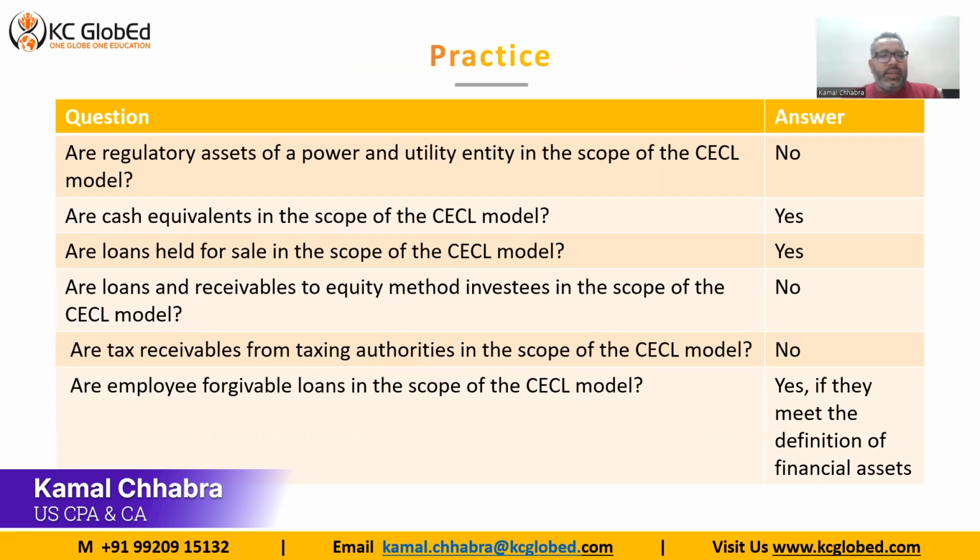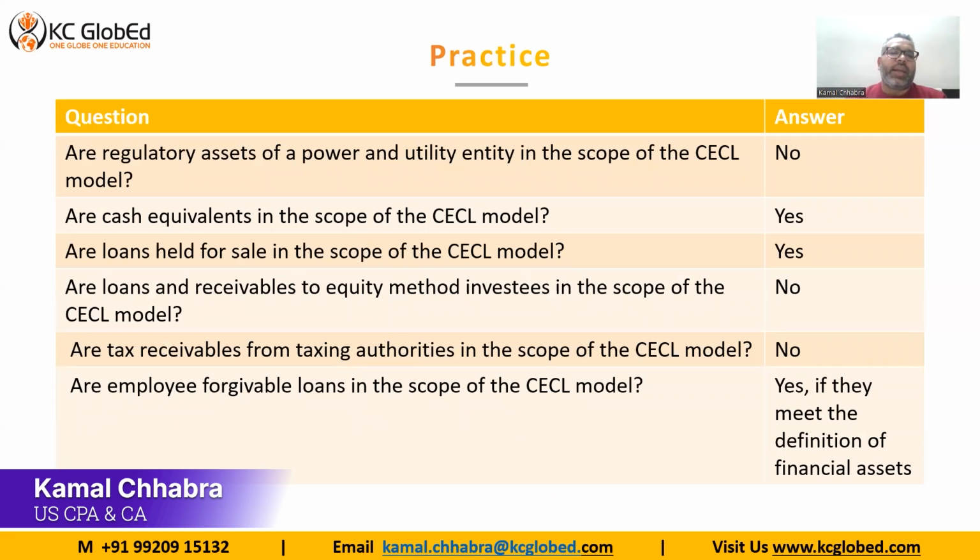Are regulatory assets of a power and utility entity in scope of the current expected credit loss model? The answer is no. This is covered in the 900 series category, which is industry specific, so it is not covered in ASC 326.